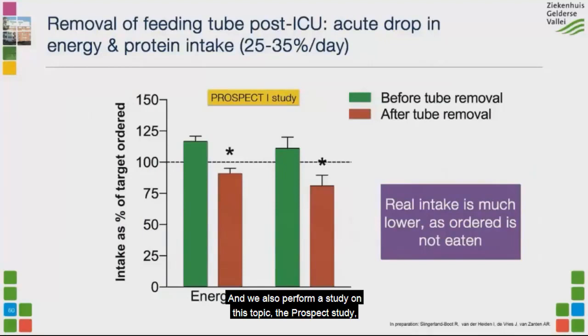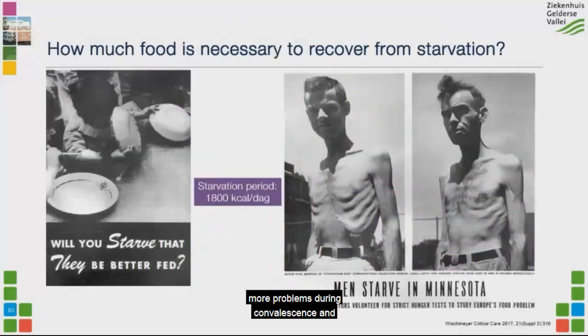And we also performed a study on this topic, the PROSPECT study, and we monitored the intake of patients after ICU discharge. And we noticed that when you take out the nasogastric tube, there is immediately a drop in energy and protein intake in the patient. So it's very important to be very sure before removing the nasogastric feeding tube, and not to do it too early, because the intake will drop and this will lead to underfeeding of the patient and more problems during convalescence and rehabilitation.